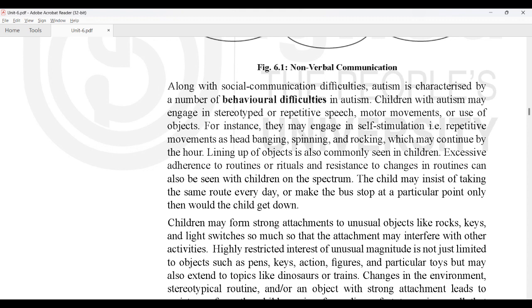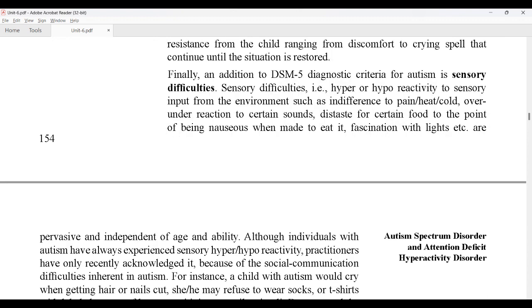Highly restricted interest of unusual magnitude is not just limited to objects such as pens, keys, action figures, and particular toys, but may also extend to topics like dinosaurs or trains. Changes in the environment, stereotypical routine, and/or an object with strong attachment lead to resistance from the child, ranging from discomfort to crying spells that continue until the situation is restored.